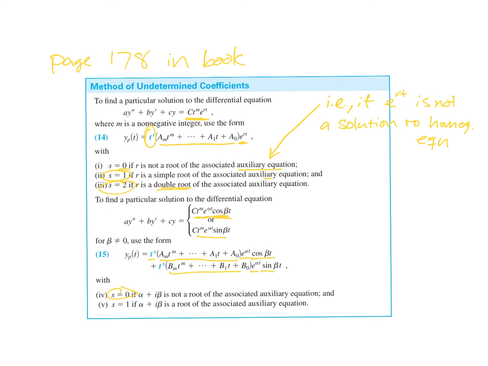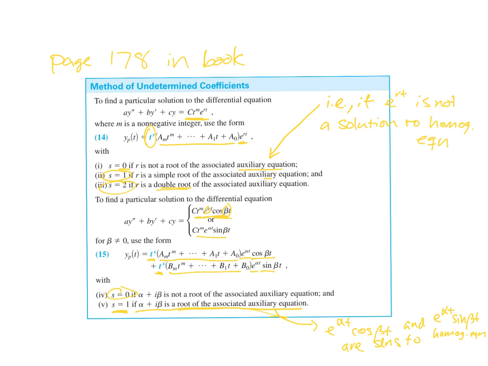Where you will run into trouble is if your alpha plus i beta is a root of the auxiliary equation. If this happened, that means that e to the alpha t times cosine of beta t and e to the alpha t times sine beta t are solutions to the homogeneous equation. So in that case, you're going to have to add this power of t to both terms.